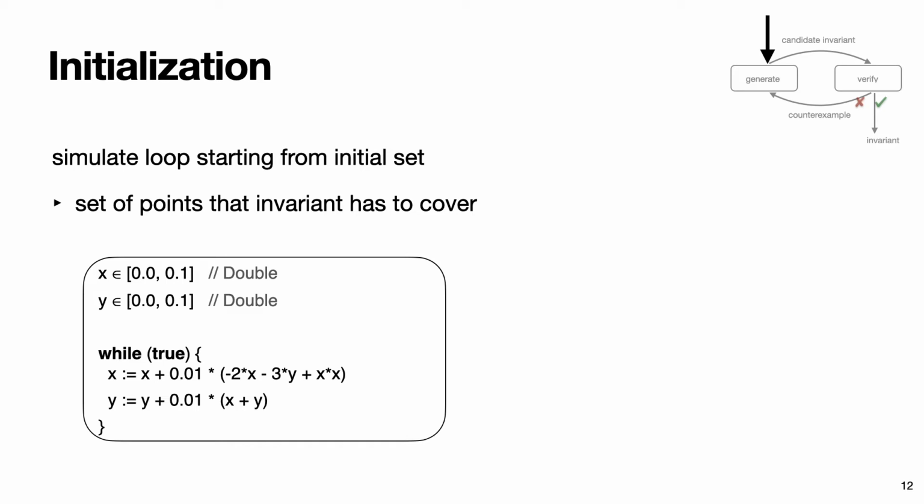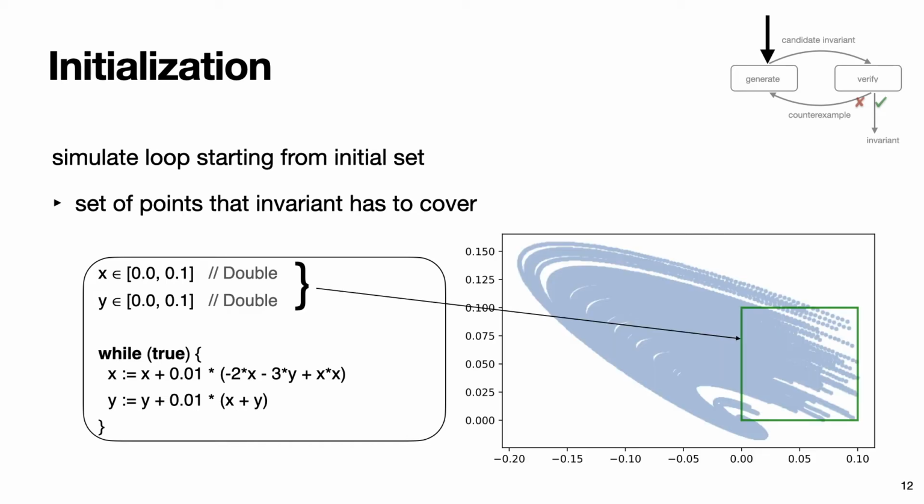To make the first guess informed, we simulate the loop by randomly sampling points from the precondition ranges and iterating the loop n times starting from each of these points. Here the precondition is shown as a green box, and all of the blue dots are the simulated values. These values give us an under-approximation of all of the values that are seen inside the loop, and therefore we know that these points must be covered by the first candidate invariant.